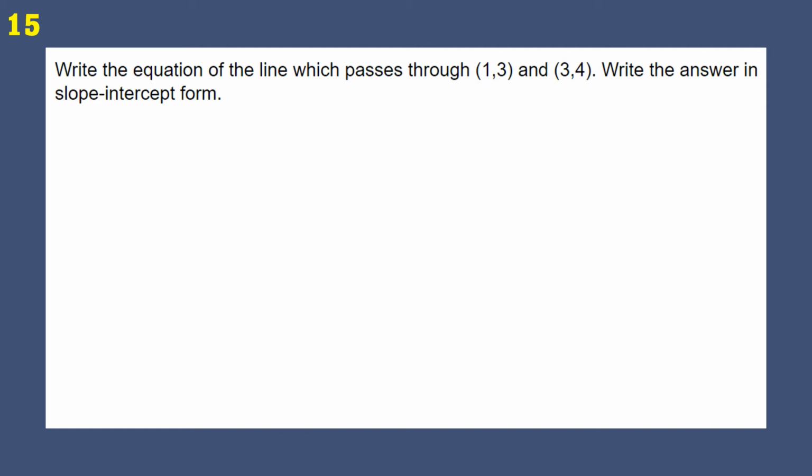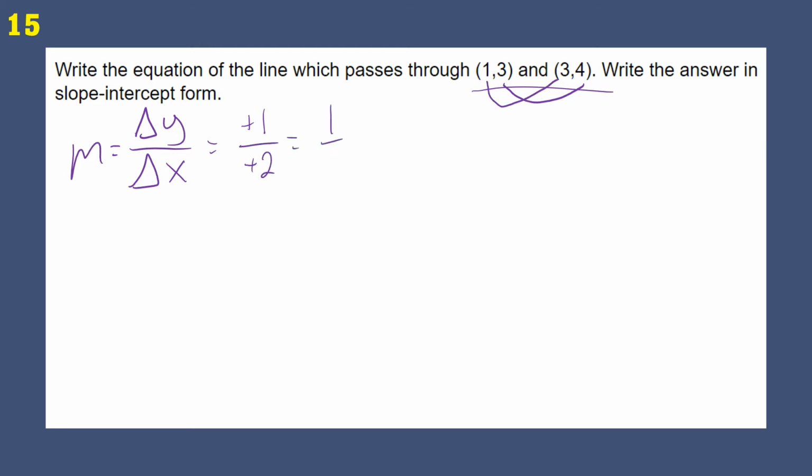Right, the equation passes through these 2 points. It just gives me 2 points. So the first thing I'm going to do is find my slope. My slope is my change in y over my change in x. How much does the y increase? The y goes up 1. And how much does my x increase? It goes up 2. So I'm going to simplify that and say my slope is 1/2.